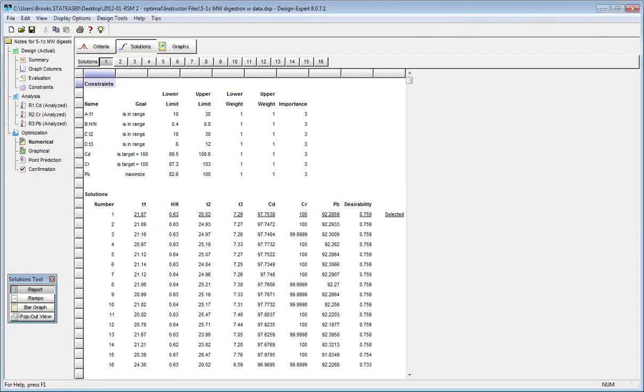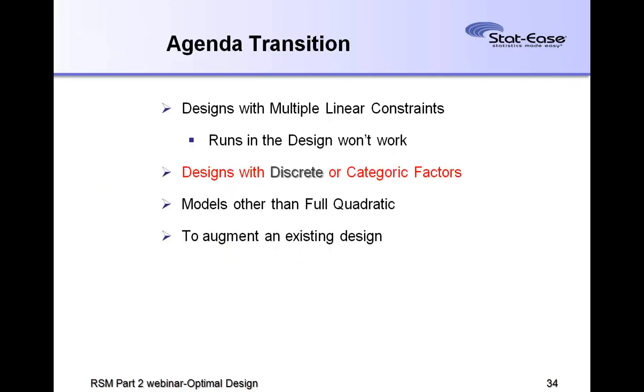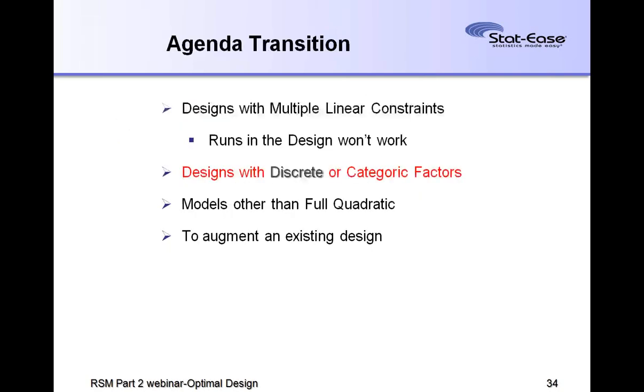So that's a good example of the optimization, and let's see what else we have to wrap this up. You'll get your results just like that, and that's all there is to it. That's using a design with multiple linear constraints. Just type those constraints in. You have to use the optimal design under the RSM tab to do this.